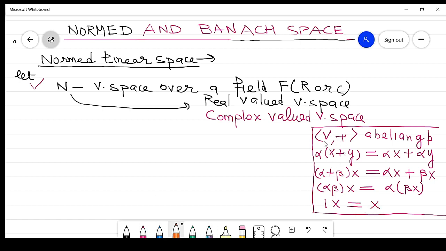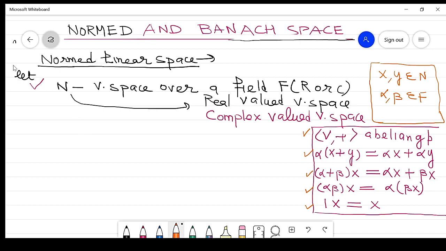So all these are properties of vector space. This is 1, this is second, this is third, this is fourth, and this is 5. So all these are the 5 properties of vector space. Now these x and y belong to the vector space, and alpha and beta are scalars, so they belong to the field. So remember this. Vector space has all these 5 properties.